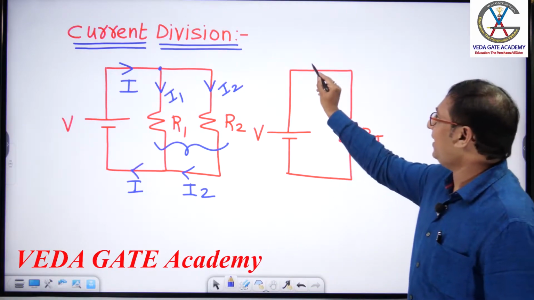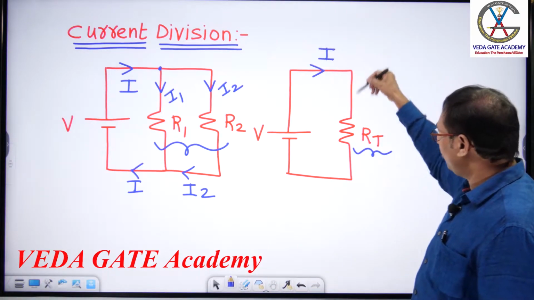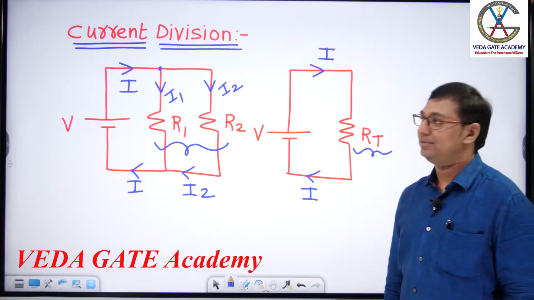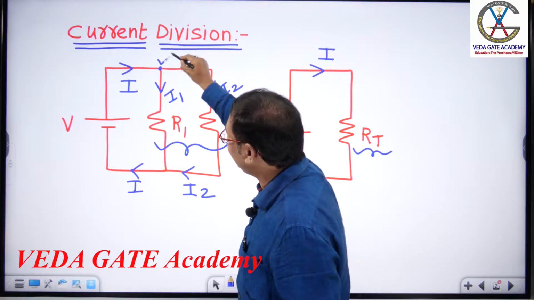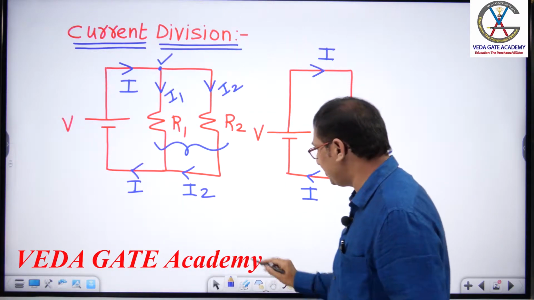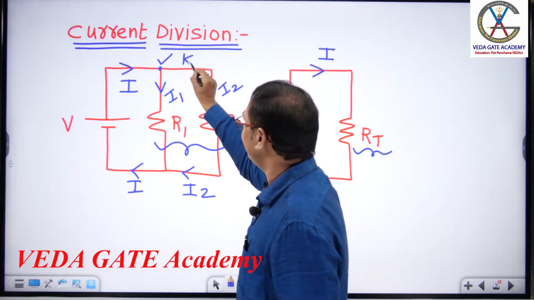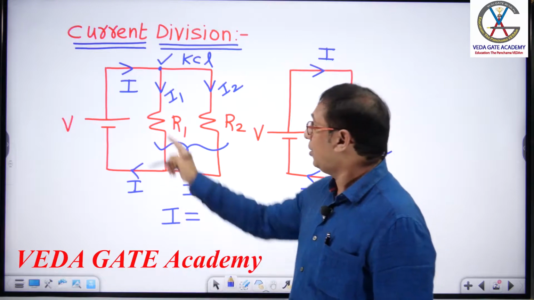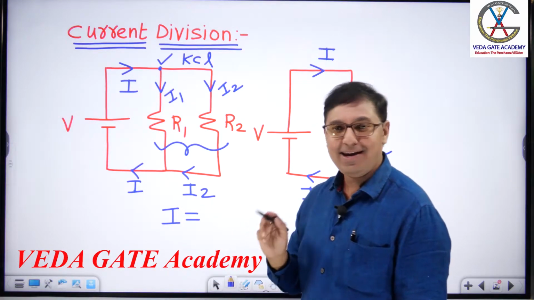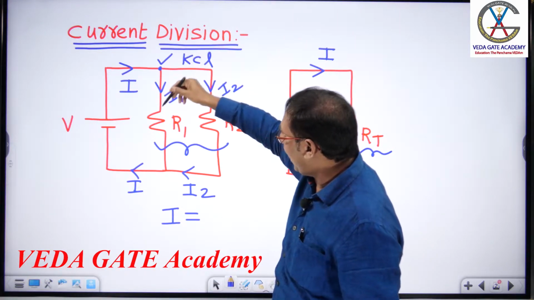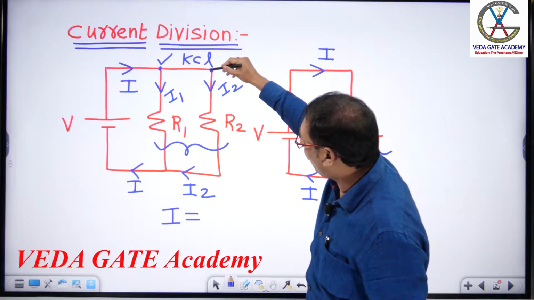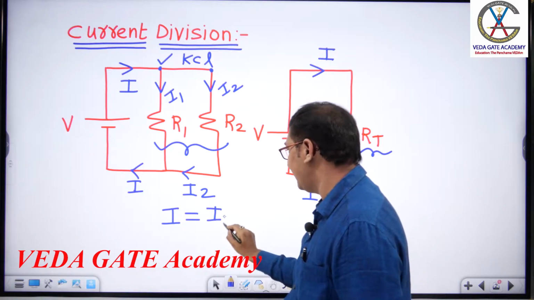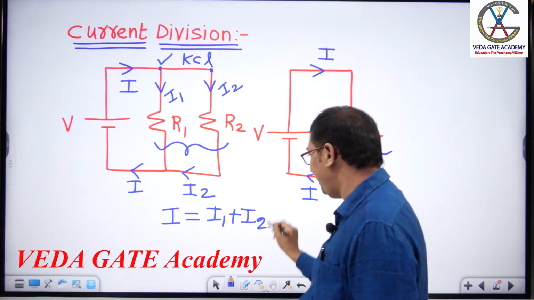Even here, the same current I comes out, flows through the combination, and again enters the negative terminal of the supply. Let us apply KCL at this point. By KCL, entering current equals leaving current. What is the entering current to this terminal? I. What is the leaving current from this terminal? I1. Both points are the same. What is the other leaving current? I2. So I can write I as I1 plus I2.